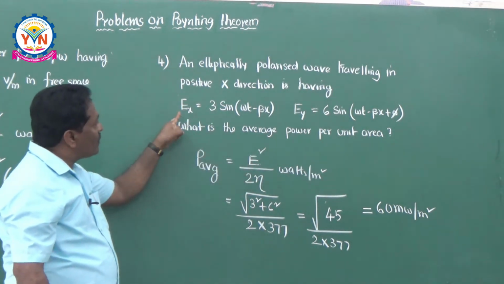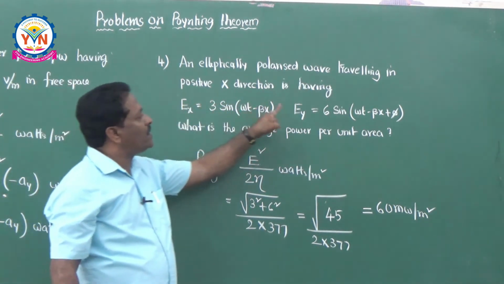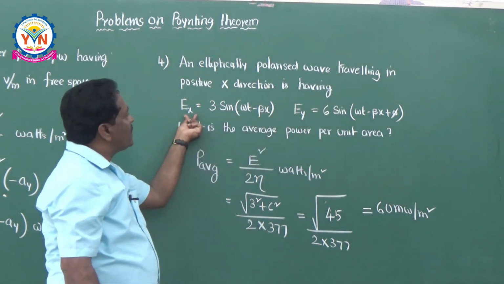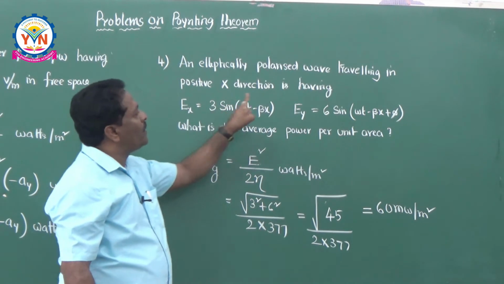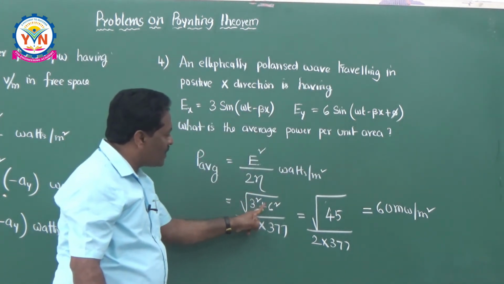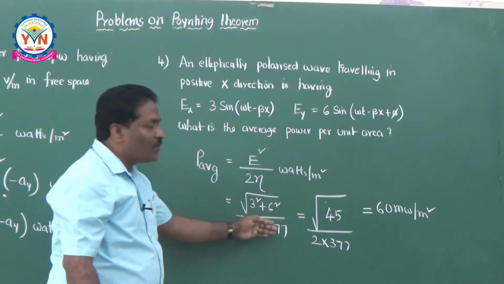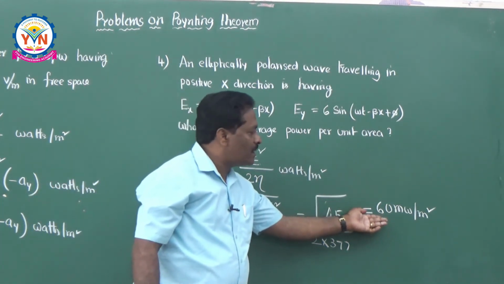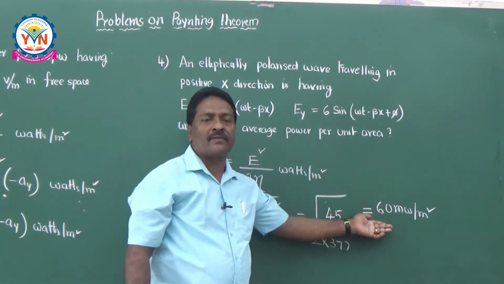As you have given two components here, the resultant E is nothing but root of x square component plus y square component. That's why it is equal to root of 3 square plus 6 square divided by 2 eta. So I hope you understood this. So finally the answer is 60 milliwatt per meter square.